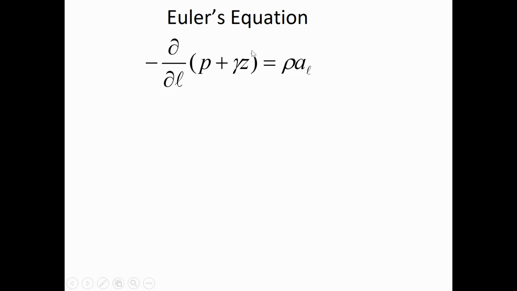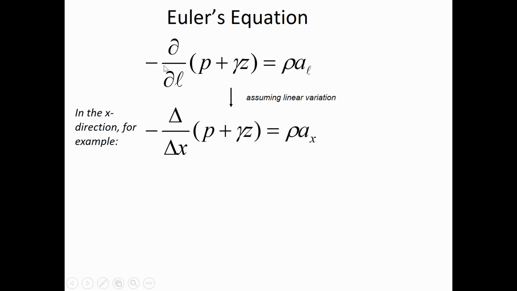So we say that the change in piezometric pressure between points that are distance L apart is a function of the density of the fluid and the acceleration that the fluid is experiencing. And the minus sign here is reflective of the fact that the pressure increases in the opposite direction that the acceleration is occurring.